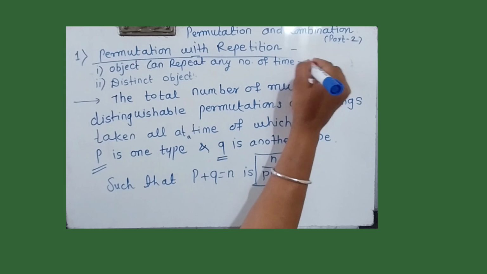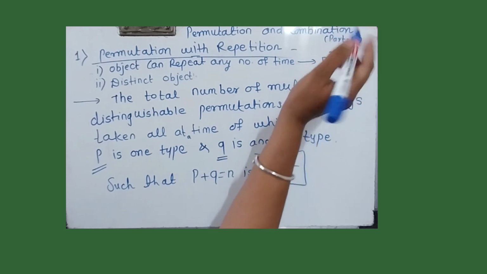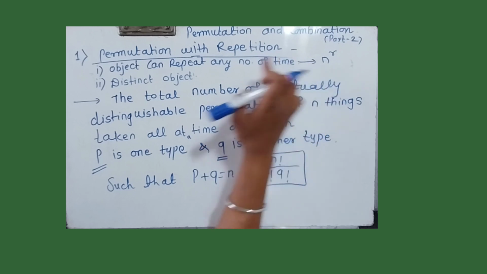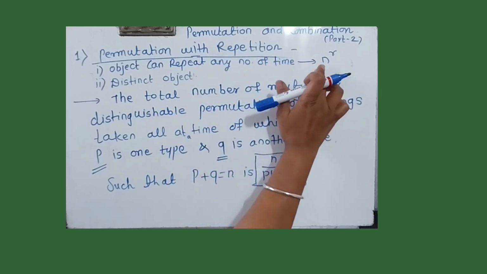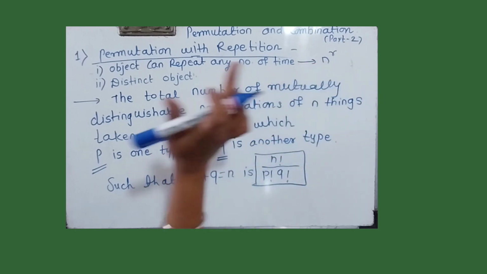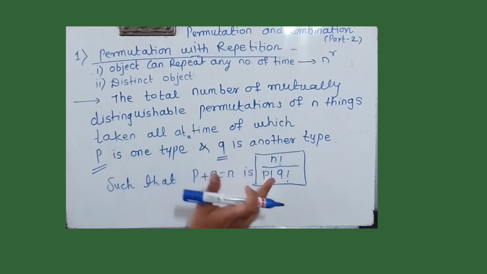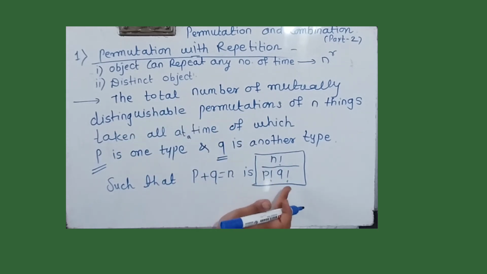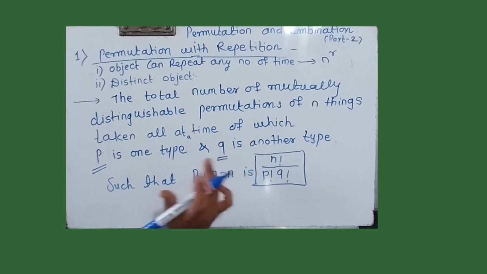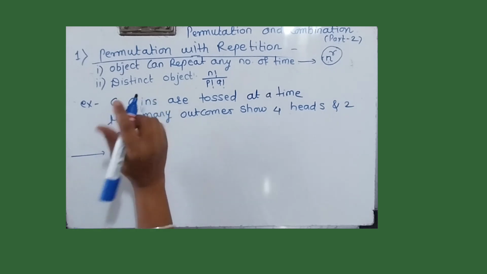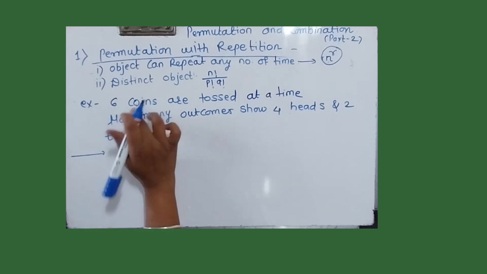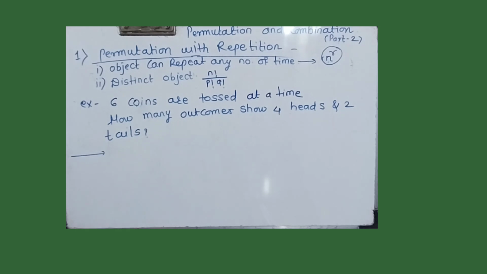For the first one, the formula is n raised to r. And what is this? This is where the object can repeat any number of times. For this, n raised to r. And if there are distinct objects but repetition is allowed, then use the formula n factorial upon P factorial into Q factorial. Take a screenshot. I will explain by using an example. It was asked in a university paper.